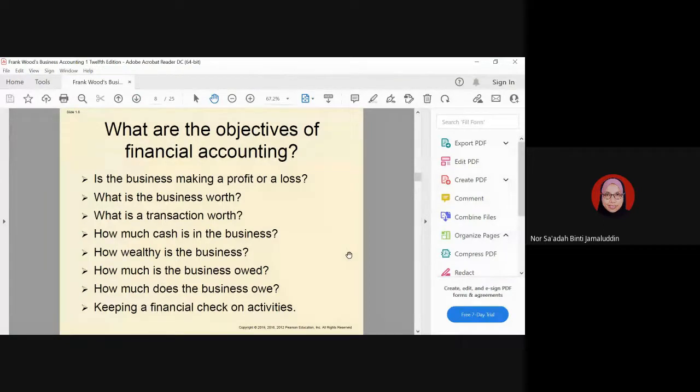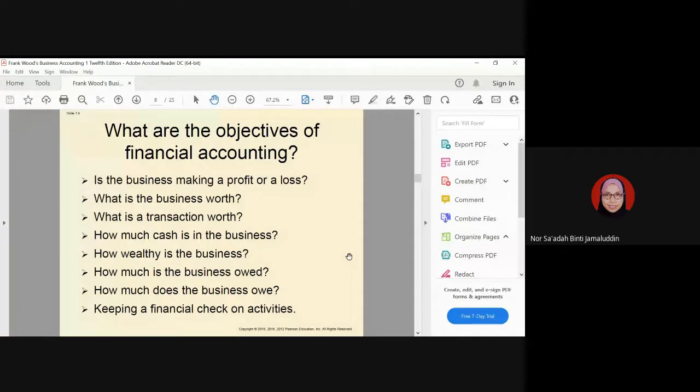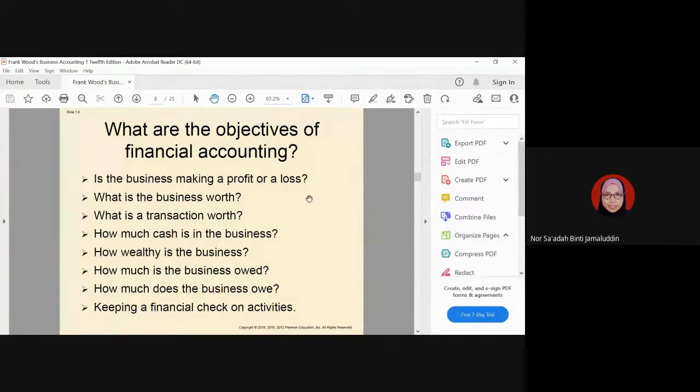What are the objectives of financial accounting? These are in the form of questions. If you want to decide to get involved in an organization, you should be able to answer all the questions from the financial statements prepared by the accountant. For example, is the business making a profit or a loss? Before you decide to get involved, answer this question. You can refer to the answer in the profit and loss account. What is the business worth? You can see this answer in the statement of financial position.